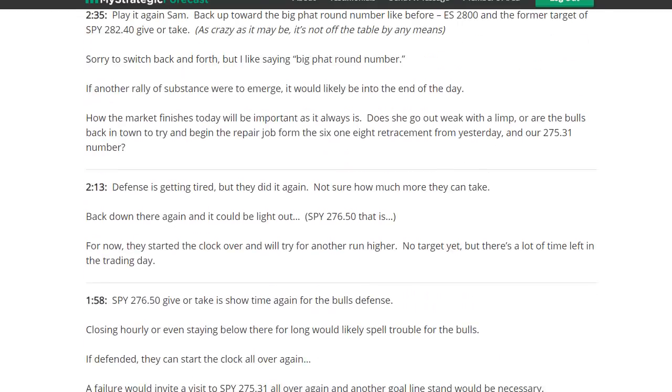Moving right along. 235, play it again, Sam, back up toward the big fat round number like before. And already you can see at the 213 post, I'm saying the defense is getting tired. The defense was out on the field a number of times. They played good defense. My point here is, if they have to keep playing defense, they're eventually going to fall on their ass. If that happens, the Bears run them over and price goes lower. That was the point of that post.